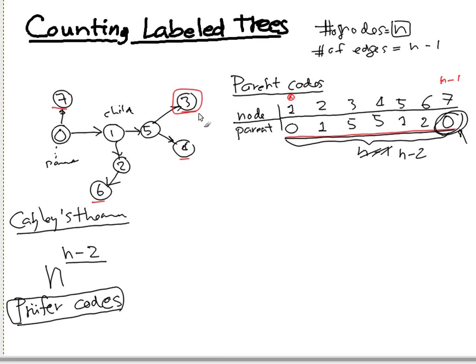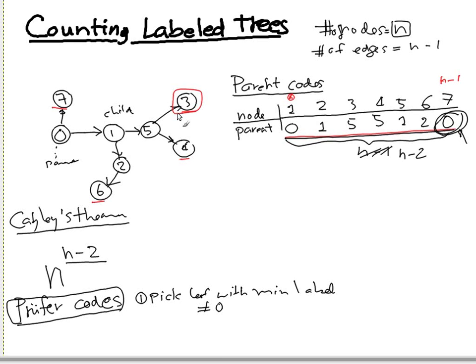So steps, let me write it down here: pick the leaf with the minimum label, and also this leaf cannot be node zero, okay? At some point node zero might become a leaf, so we do not pick it, okay? So pick the leaf with the minimum label.